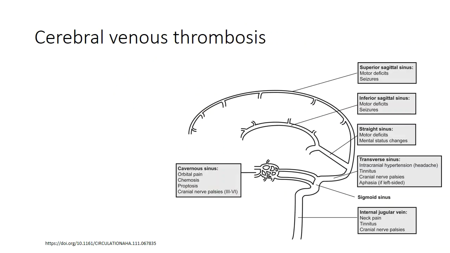Now coming to cerebral venous thrombosis. Cerebral venous thrombosis is a very important cause of ischemic stroke in children. Typically, it involves the superior sagittal sinus, inferior sagittal sinus, straight sinus, transverse sinus, sigmoid sinus, cavernous sinus for that matter, and also the internal jugular vein, right?